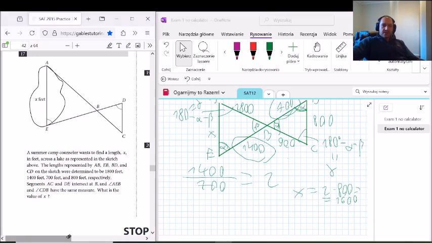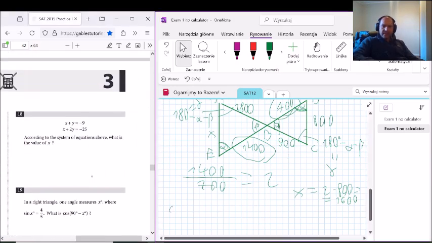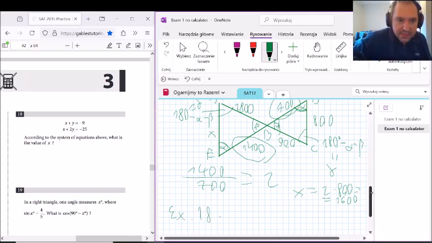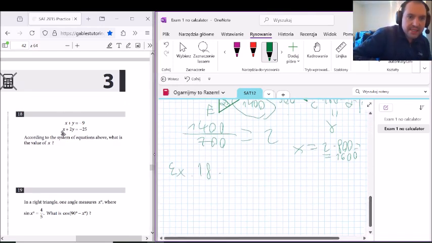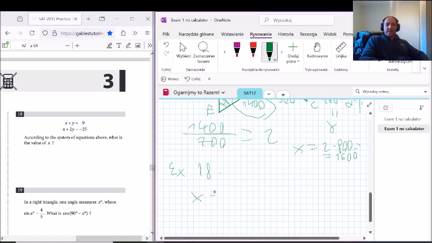And the last question, exercise 18. So exercise 18, what do we have? x plus y equals minus 9, x plus 2y equals minus 25. According to the system of equations above, what is the value of x?